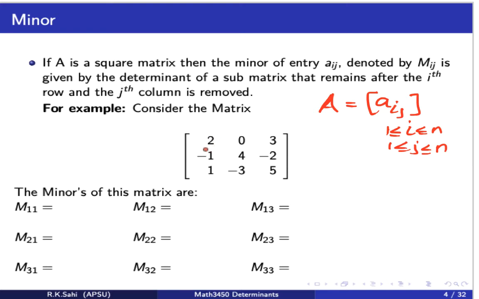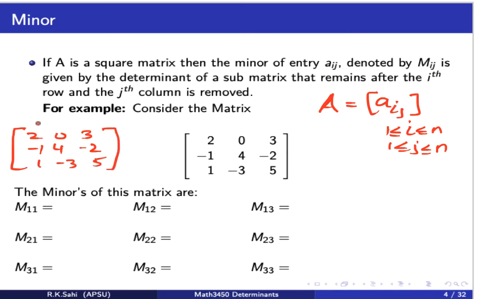Consider this matrix. The first row is 2, 0, 3, the second is -1, 4, -2, the third row is 1, -3, and 5. I want to find the minor M11. Just so that I don't mess up this one, I'm going to show you over here: 2, 0, 3, -1, 4, -2, 1, -3, and 5.